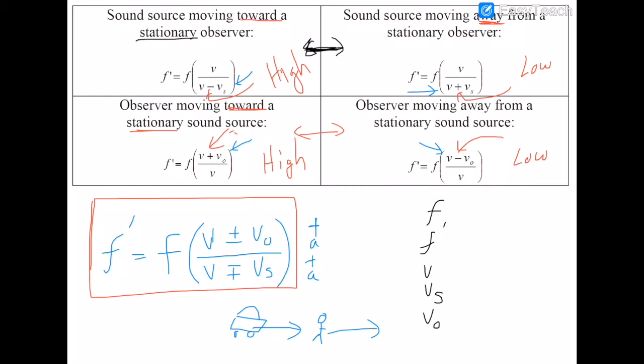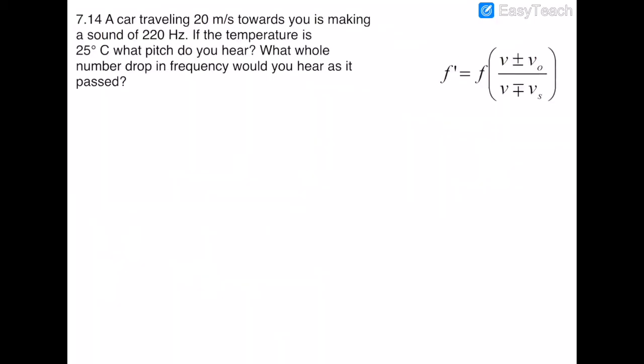So we have 4 problems in your book on page 82 that we're going to go through and solve right now. For the first problem, I have the equation written over here on the right side every time. So in this first problem, 714, we have a car traveling 20 meters per second towards you, making a sound of 220 hertz. Let's take an inventory of the problem here. We have a car traveling 20 meters per second. That car is making the sound. So the velocity of the sound source is 20 meters per second. It's making a sound of 220 hertz. So that's the actual frequency, 220 hertz.